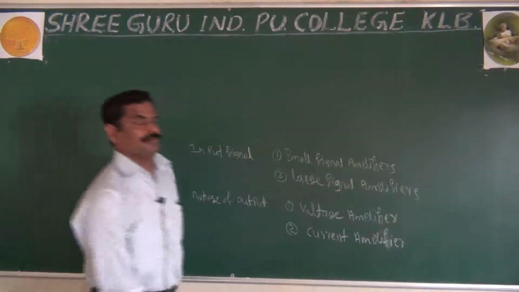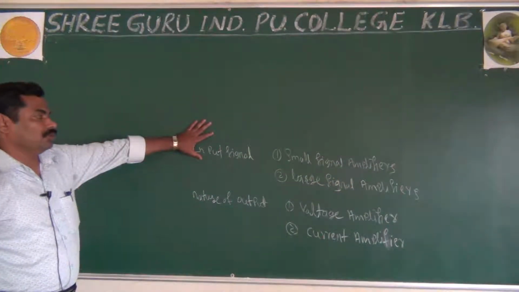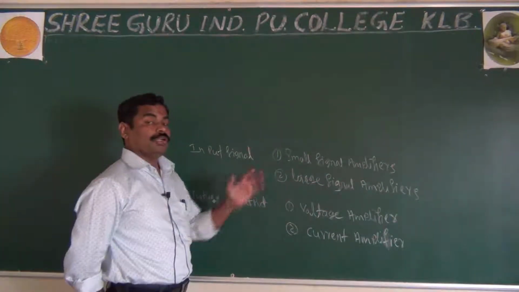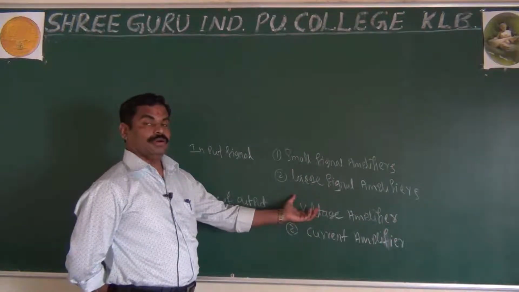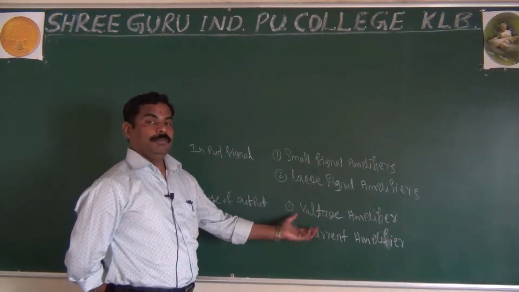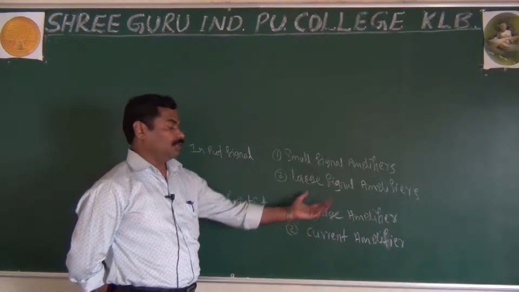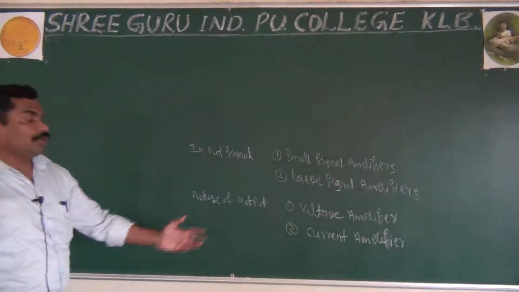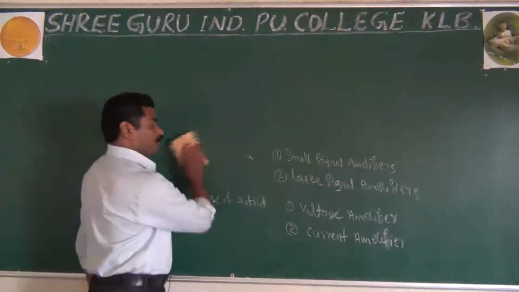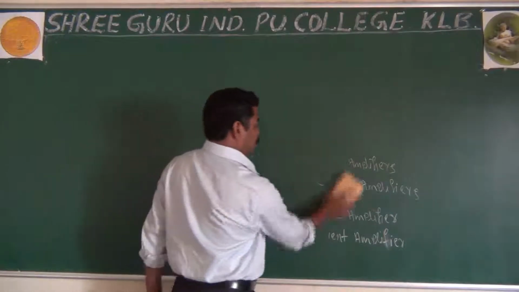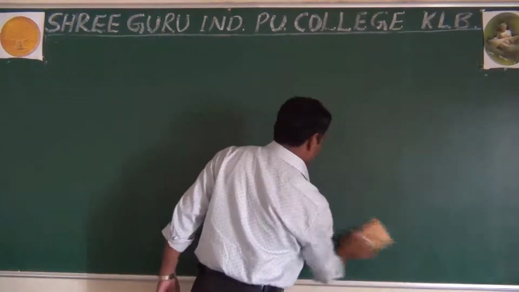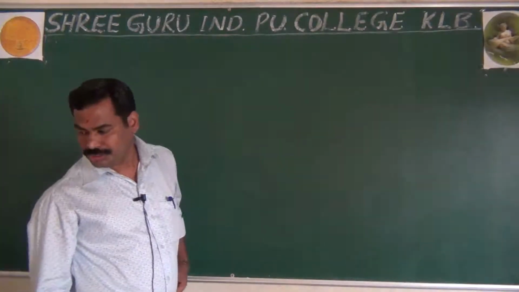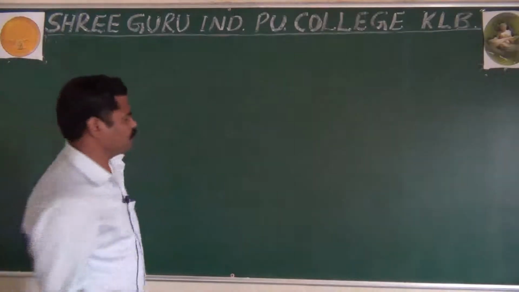It means this is by using the input signal. It may be the small signal or large signal, and depending upon the nature of output, what type of output we get. The output may be voltage or current. Depending upon the nature of output, you can classify the voltage amplifier or the current amplifier. Now we go for depending upon the frequency. Depending upon the frequency, you can classify the amplifiers.